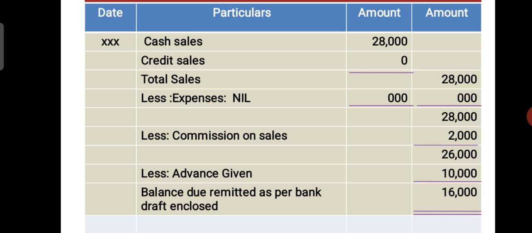From 26,000 we deduct advance paid or advance given to the consignor. The amount is rupees 10,000, and if you deduct 10,000 from 26,000 rupees you will get 16,000. So this is the balance amount that should be remitted to the consignor. So in this way we can find the due amount.